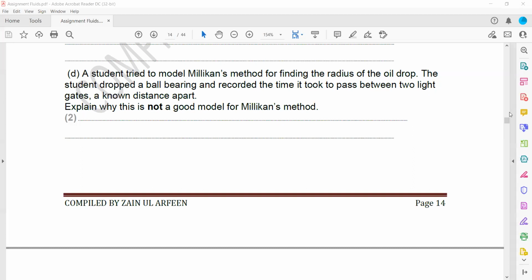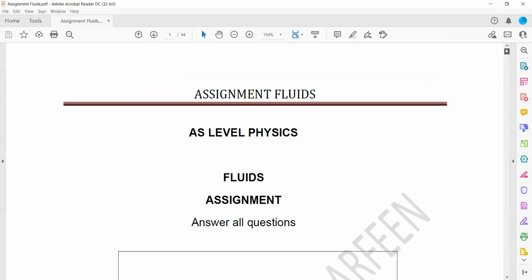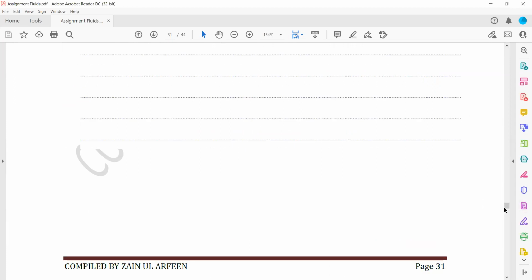Anyone else having a doubt or a question related to this assignment, fluids? Any question or a doubt? 41B1, okay. 41.